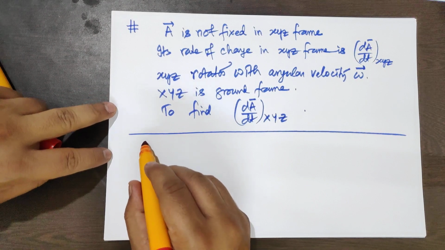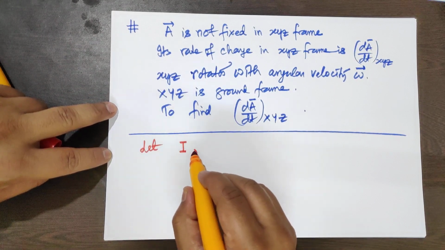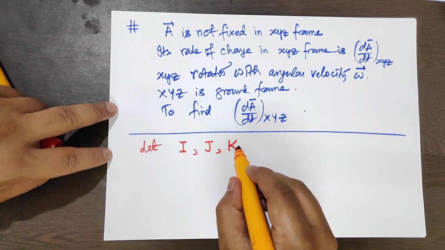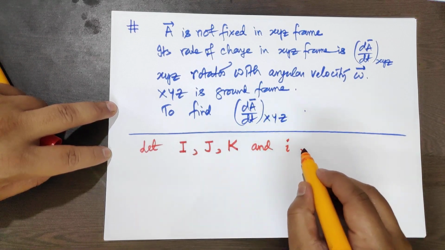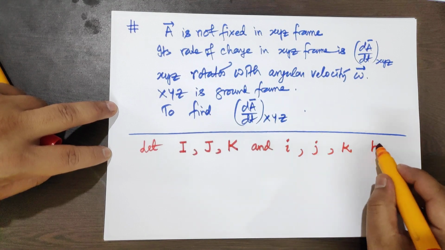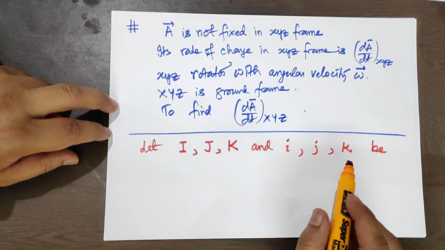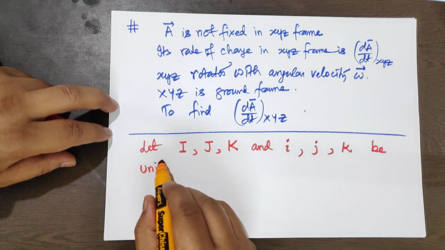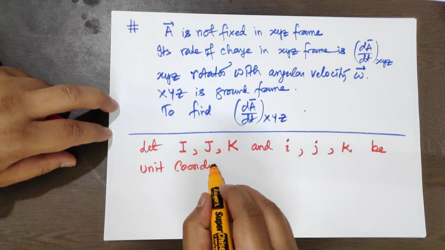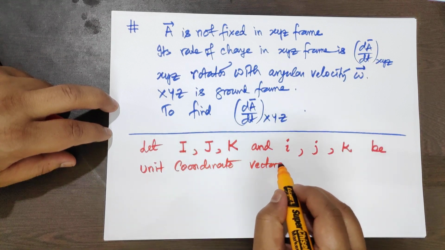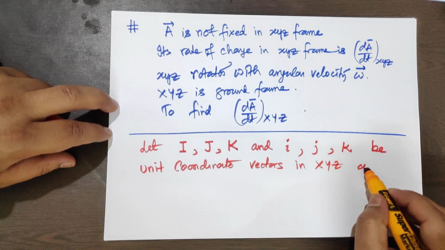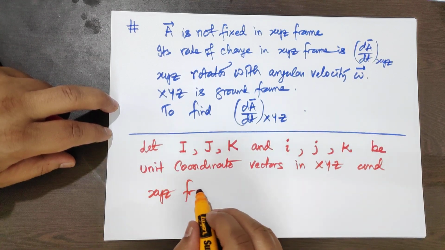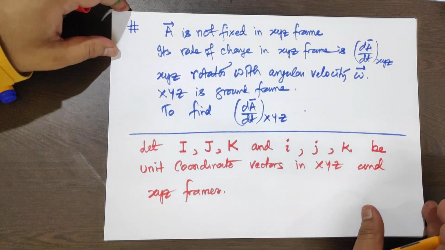Now let I, j, k and small i, small j and small k be the unit coordinate vectors in capital XYZ and small xyz frames. I am not putting caps; if you like, you can put them. This will be needed.